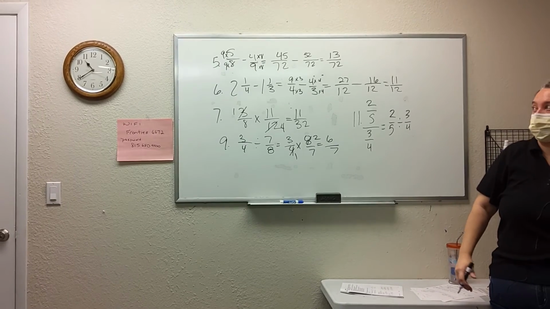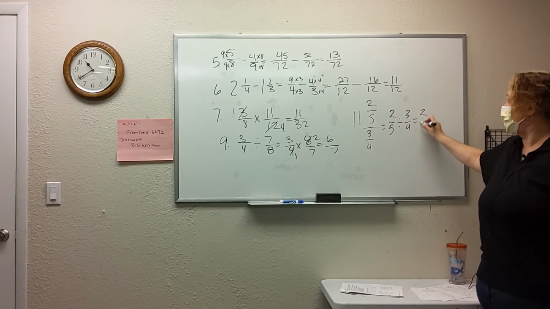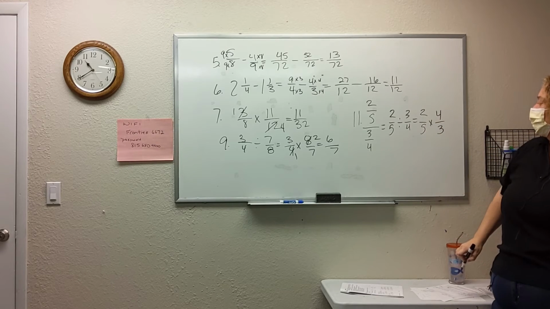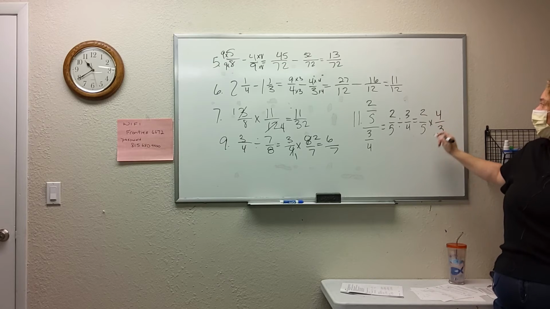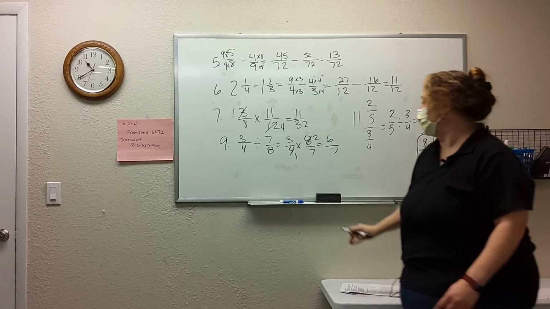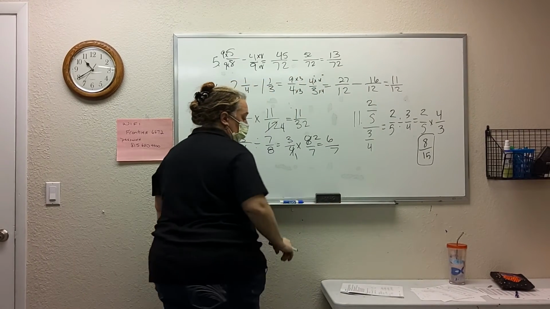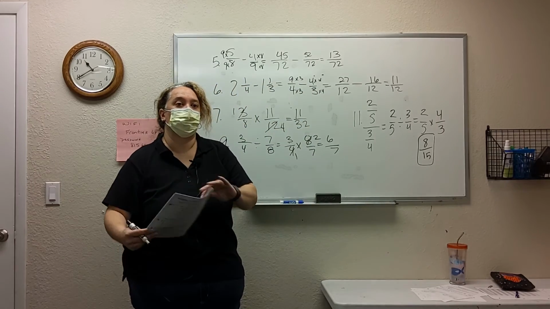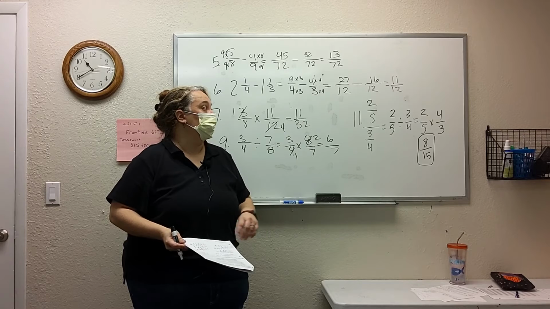So now it's just a keep, change, flip situation. Keep your 2/5, change the multiplication, flip the second guy over, and multiply across. 2 times 4 is 8, and 5 times 3 is 15, and I can't reduce it. Okay? And again, try number 12 for homework. It's the same as number 11.